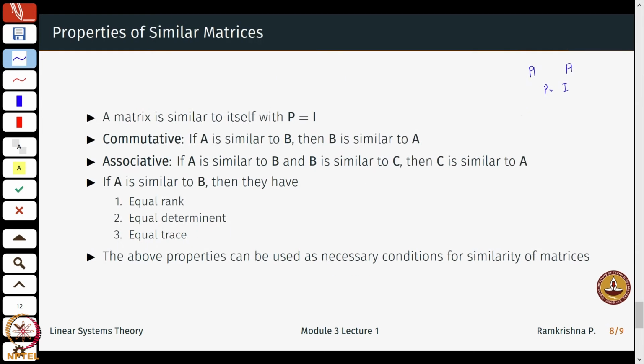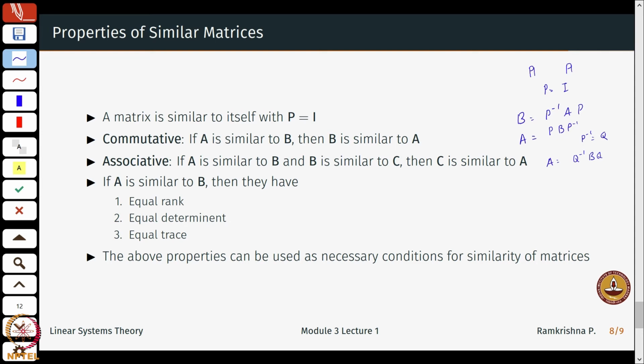Okay. So, second is if A is similar to B, then B is similar to A. Let us say that B equals P inverse A P. You can even write A in terms of B. If I just call P inverse to be Q, then I can write a new relation like this, A equals Q inverse B Q. Then all those properties of associativity: if A is similar to B, B is similar to C, then A and C are also similar.